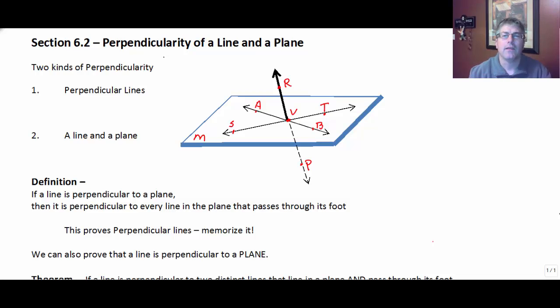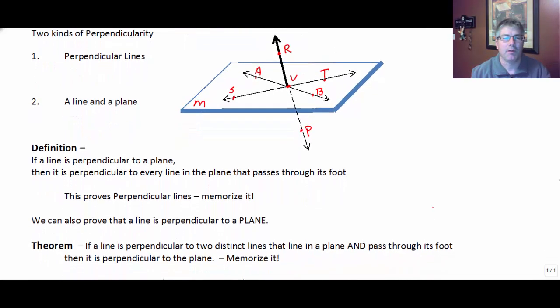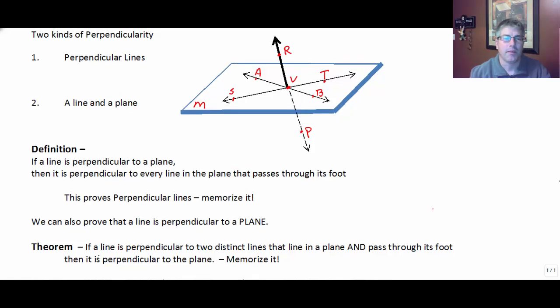Welcome back. In this video, I'm going to explore perpendicularity of a line and a plane. We're going to study two different kinds of perpendicularity. We have already studied perpendicular lines, a situation where lines are perpendicular to each other. Now we're going to also explore perpendicularity between a line and a plane. And I'm going to skip down past our first definition here, and go to our first theorem.